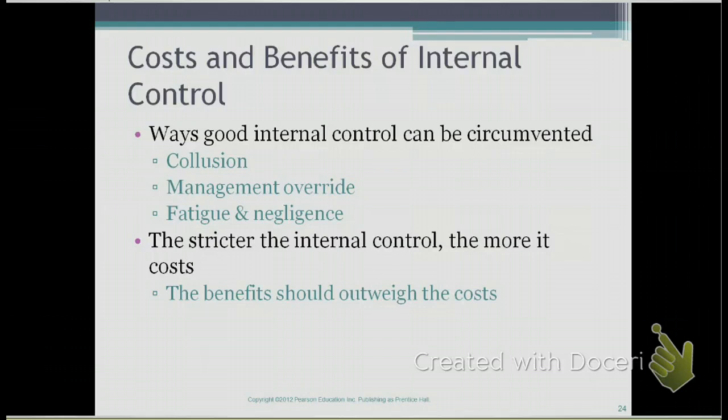If your workforce is overworked, there are human limitations and internal controls will get bypassed. One thing about your system of internal controls, the stricter the internal control, the more it costs. So every control you implement has to pass the cost-benefit test. In other words, any benefits that you gain from implementing an internal control should outweigh the cost of implementing it.